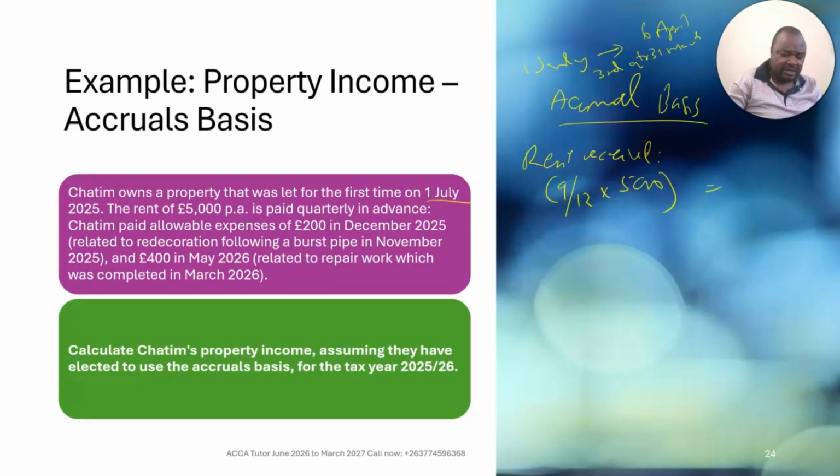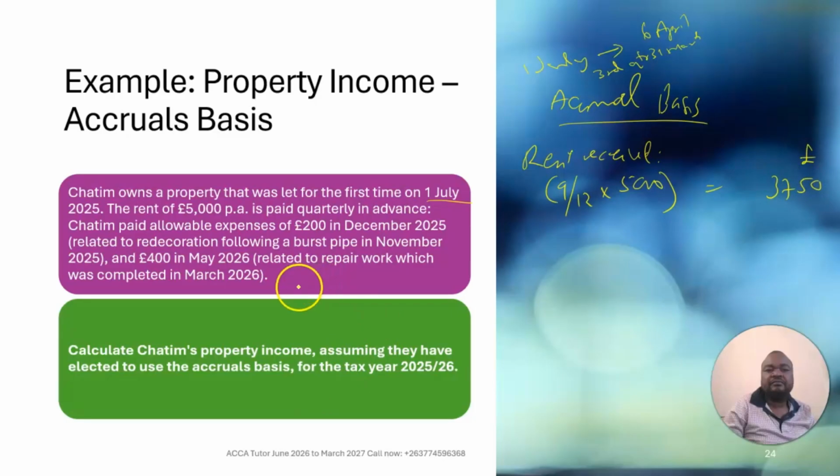Let me use this calculator of mine. That gives me 3750. Now, once I get the rent received, the allowances, the deductions are not going to be problematic. Allowable expenses.